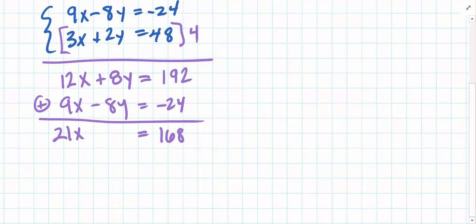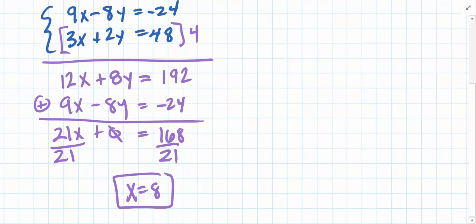168. Okay, so we eliminated the y's. So notice that the y's have now been eliminated. Good. So if I divide both sides by 21, I get a value of x equal to 8. Okay, great. Are we done? No, we're not done. What do we do now?